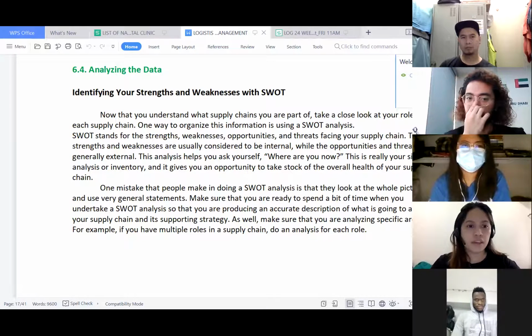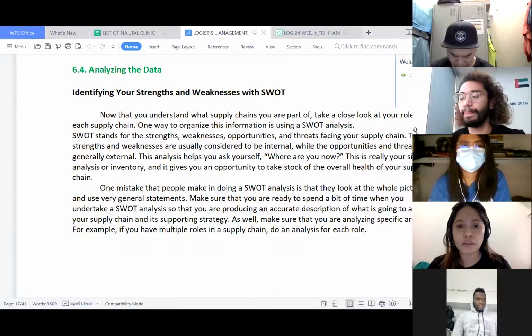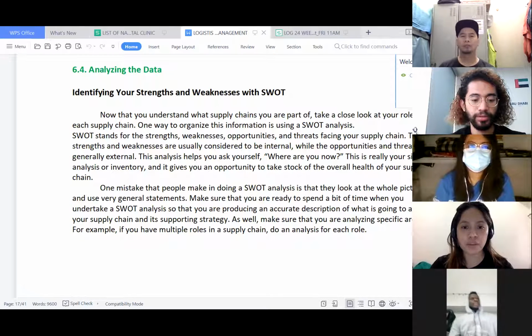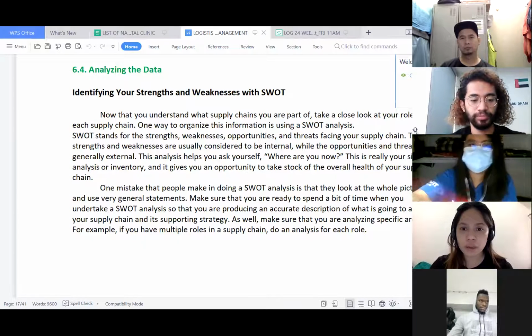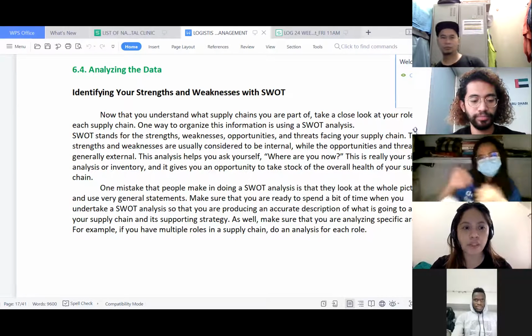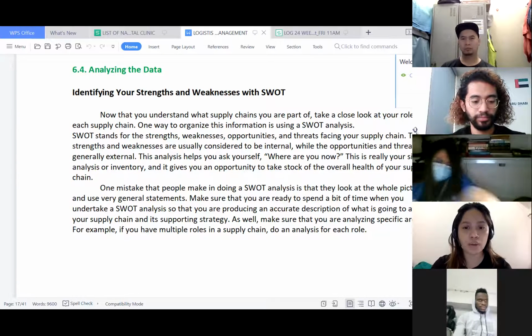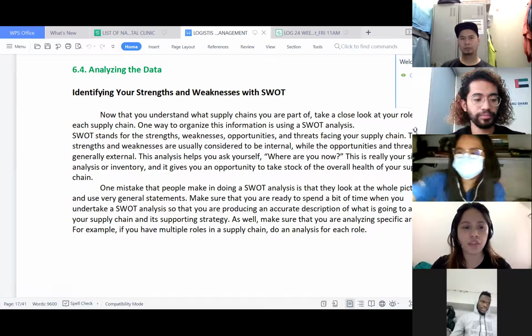Go ahead. Now that you understand what supply chains you are part of, take a close look at your role in each supply chain. One way to organize this information is using a SWOT analysis. SWOT stands for strengths, weaknesses, opportunities, and threats facing your supply chain. The strengths and weaknesses are usually considered to be internal, while the opportunities and threats are generally external. This analysis helps you ask yourself, where are you now? This is really your situation analysis or inventory. And it gives you an opportunity to take stock of the overall health of your supply chain.